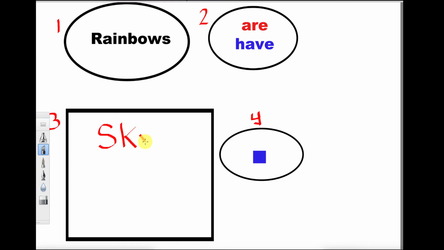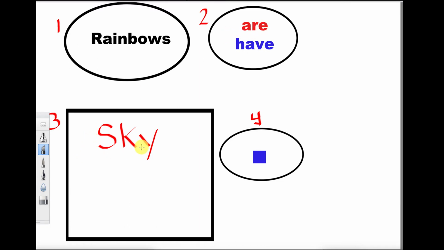Sky. Rainbows are in the sky. Rainbows are in the sky. And "in" is a sight word. "The" is a sight word. So you can use your word wall, or sometimes kids memorize how to spell them when they're learning their sight words, or you can blend it out. So rainbows are in the sky.